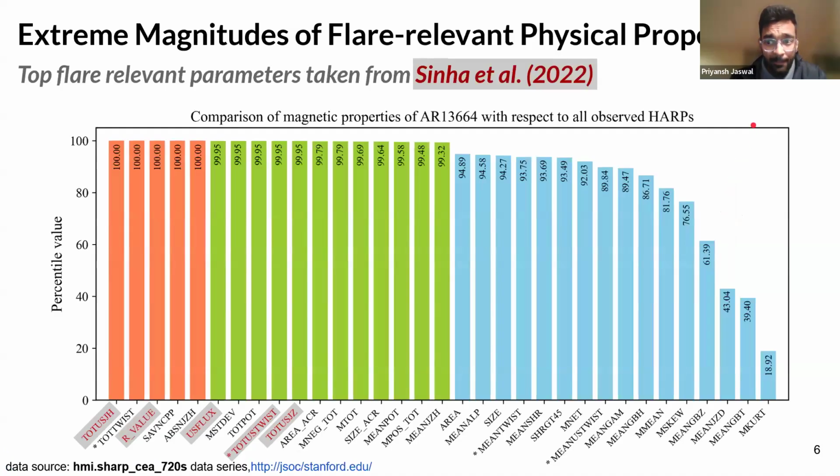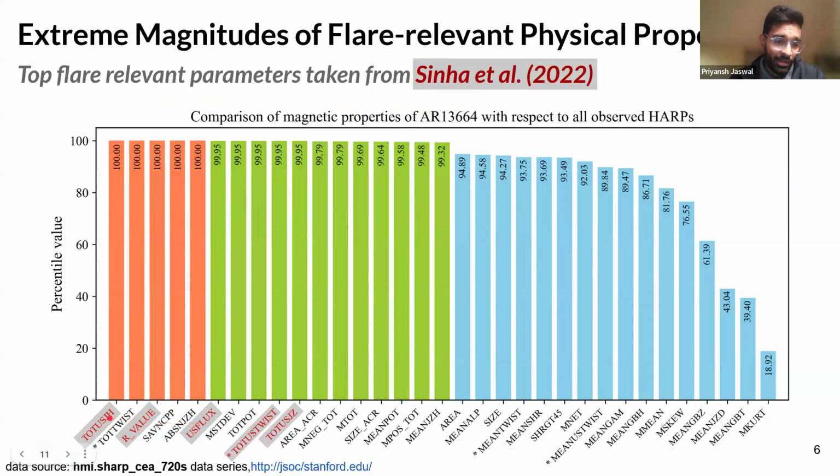Over the SDO era, we look at its multiple physical properties which are available through the SHARP data series. We again find that all the physical properties for this particular active region, which can be calculated from the vector data itself, and some properties from line of sight data also, but the majority of them using the vector data. That is why we limit ourselves to the SDO era itself, where the magnitude of these physical properties was extremely high. And from another study, that is Sinha et al. 2022, we took these parameters which are in gray shading, and in red text are the top 5 flare relevant parameters.